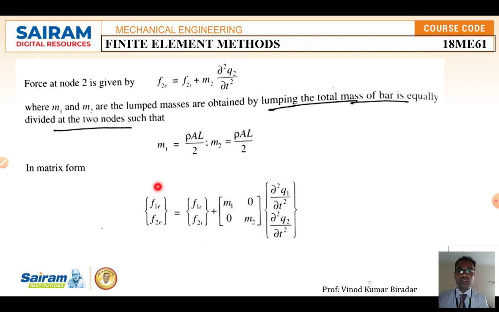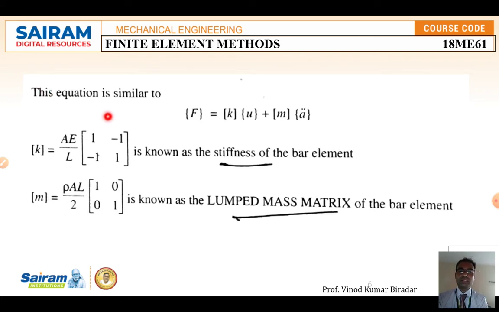You are going to get F1e and F2e at node number 2 equal to the internal forces plus the matrix m1 0 0 m2 times d²q1/dt² and d²q2/dt². If you multiply these you will get the same equations. So this is the matrix form, and it is similar to the equation force is equal to ku plus ma, that is mass and acceleration.